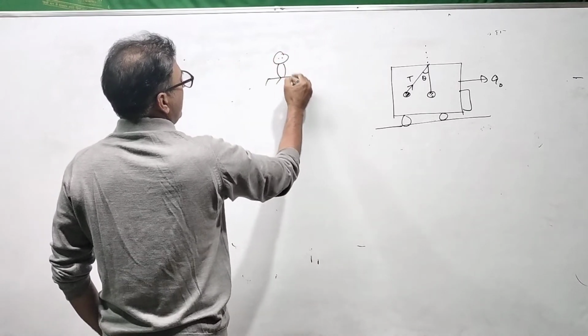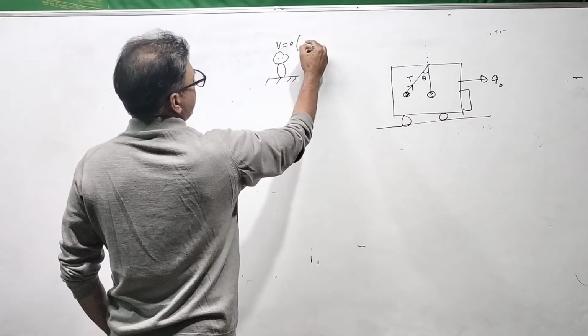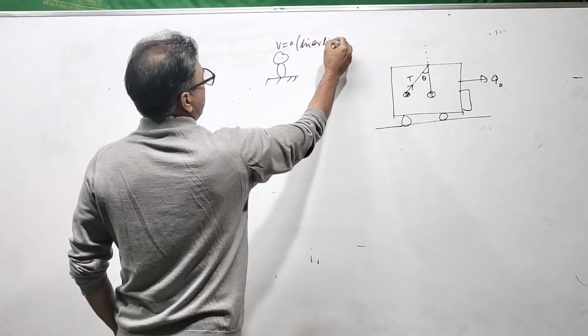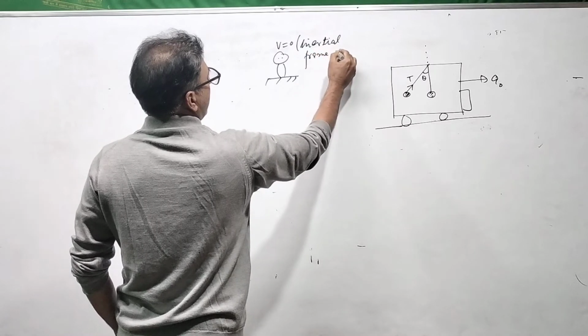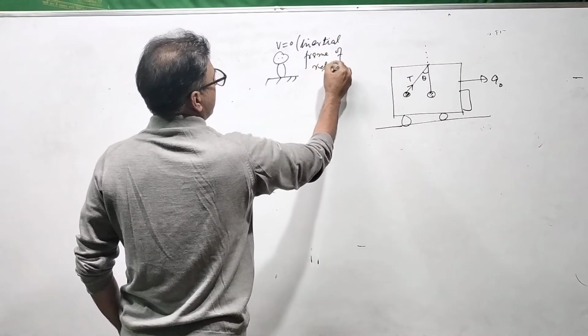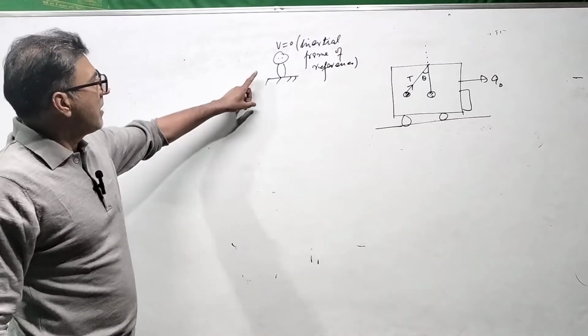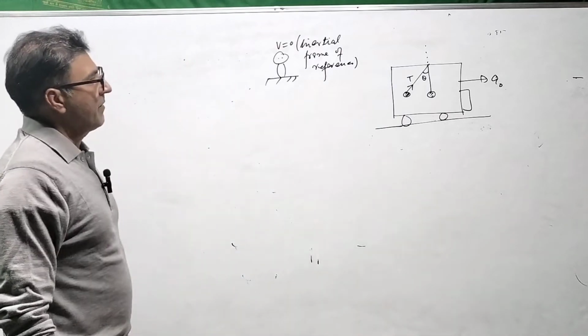Now here is an observer whose velocity is 0 with respect to the ground, and it is an inertial frame. The observer in the inertial frame of reference. And I ask this observer to find this theta. Let me see how he works with it.